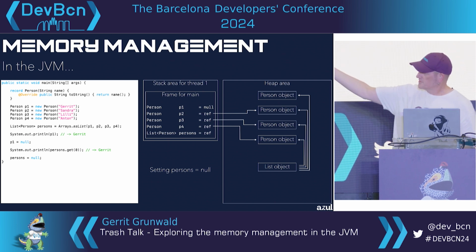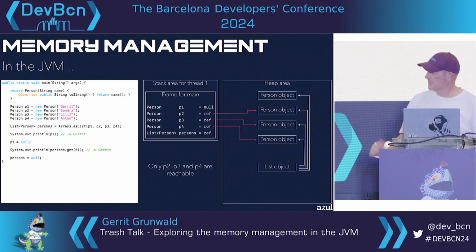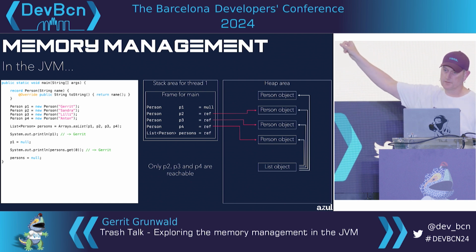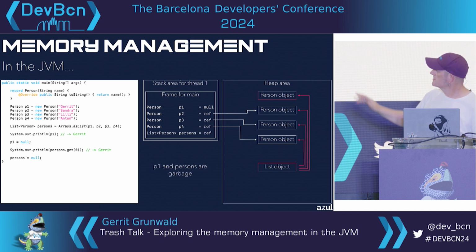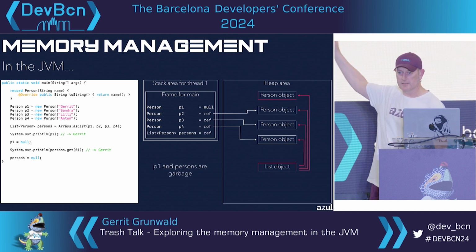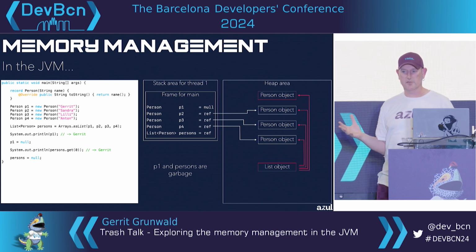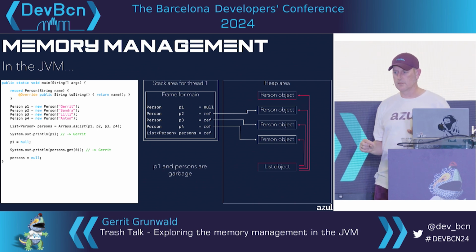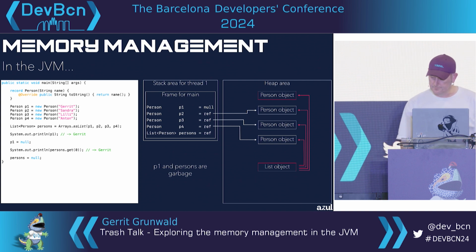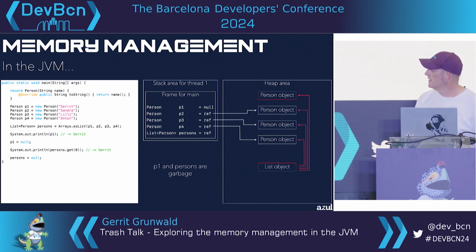If I now set persons to null, then only these three objects are reachable from the stack frame, and the rest is garbage. This stuff is lying around in the heap, still taking some memory, but it's not used anymore because you can't reach it from anywhere. Okay, that's how it works in principle.